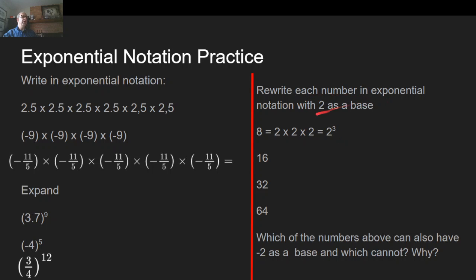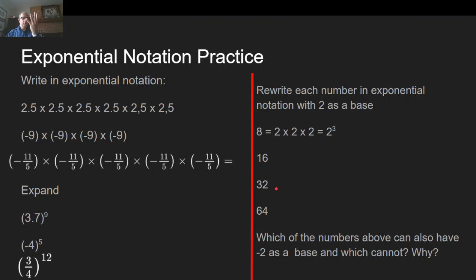Rewrite each number in exponential notation with a base of 2. So 8 is 2 times 2 times 2, so that's 2 to the power of 3. But 16? It still has a base of 2, they're telling me. So I'm just going to put 2s down until I get to 16. So 2 times 2 times 2, that's 8, times 2, that's 16. So that's 2 to the power of 4.